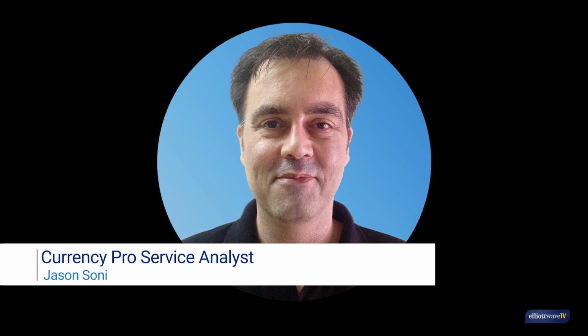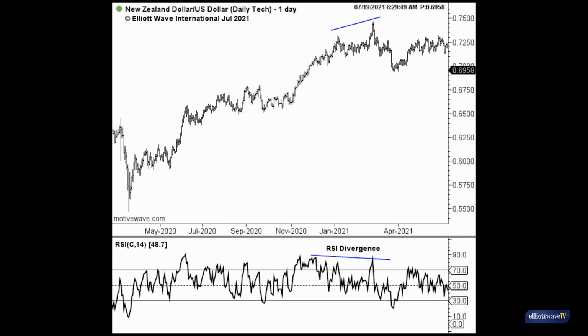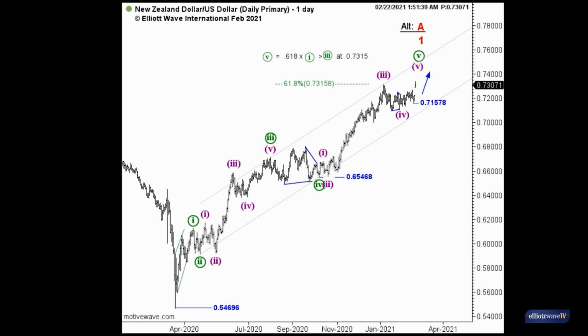A question that we get asked frequently is how to determine when an impulse is close to completion. The fifth wave of an impulse is usually accompanied with a divergence between the third and fifth waves. Many Elliotticians will use the default settings on the RSI, but you can also use other oscillators such as the MACD.